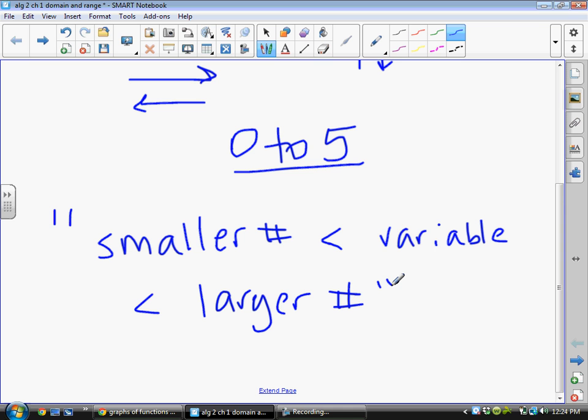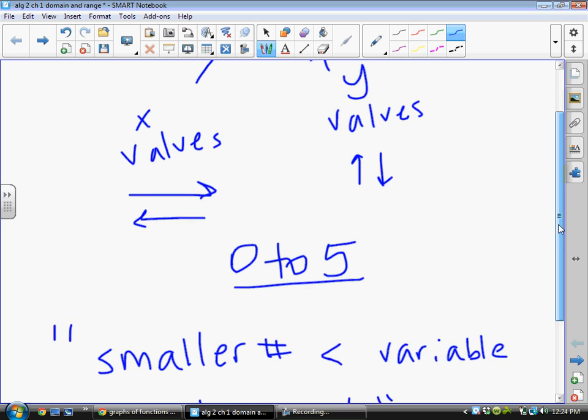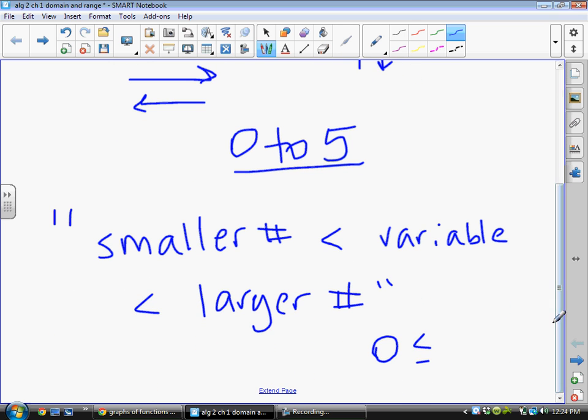So in this case, if they include both 0 and 5, we're going to have some examples with pictures. I would say 0, because that's the smaller number, less than or equal to, I'm pretending that includes 0, and then the variable. For domain, it would be an x, our variable. And then less than or equal to the larger number. So that's how we would describe the domain.